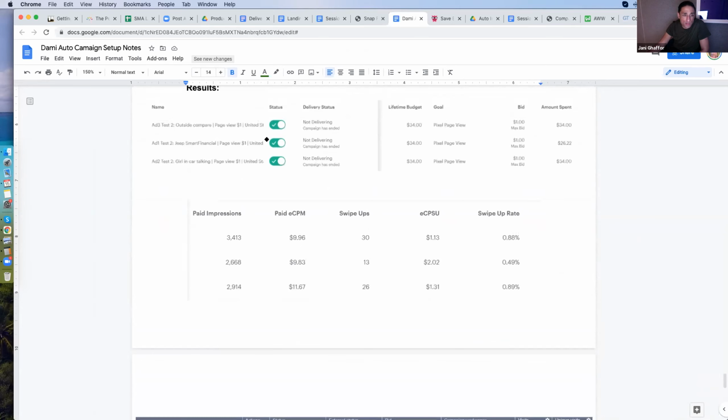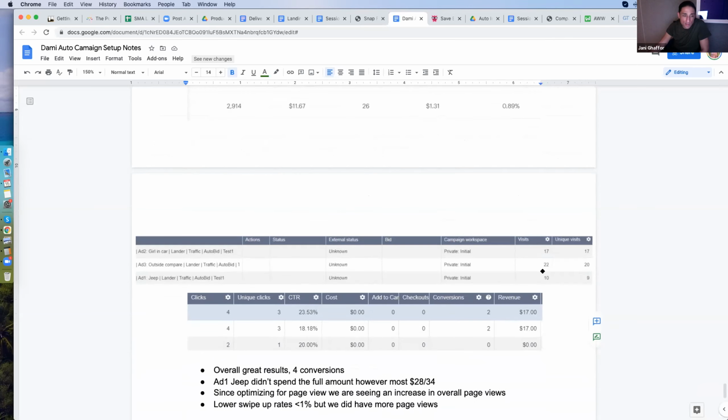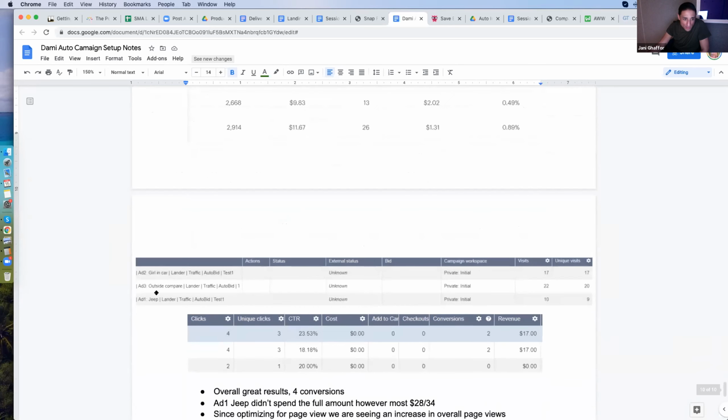Ad 1 got 13 swipe ups, and here it got 10, and then ad 2 got 26 swipe ups, and in volume it's showing 17. So as you can see, we're now getting 22. Okay, yeah. So as we can see, we're now getting a consistent higher page view to swipe up to page view ratio.